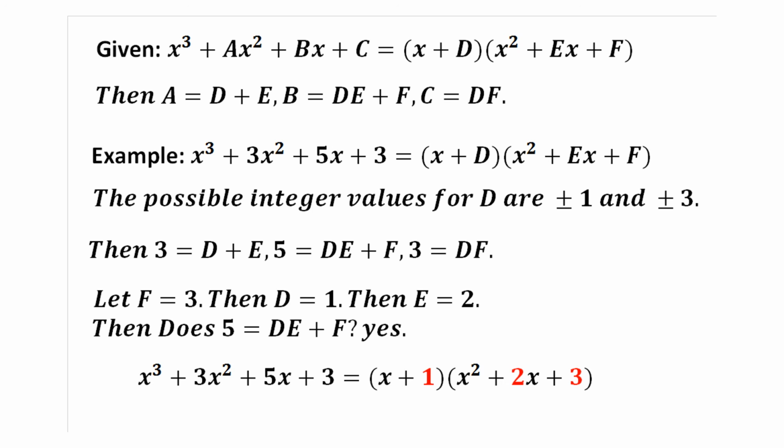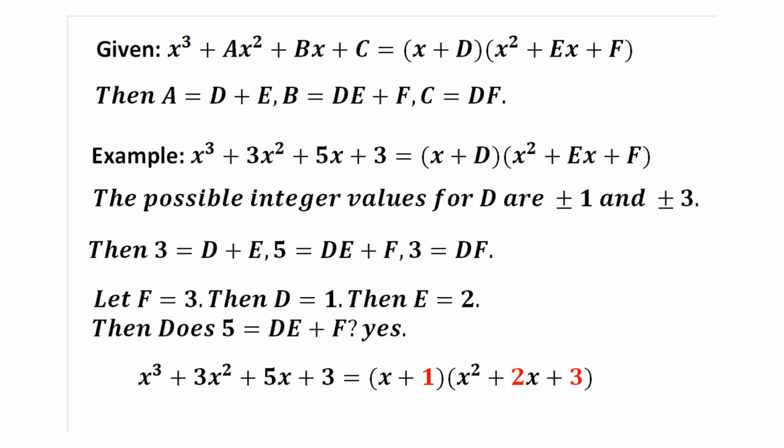Now, the possible integer values for d are the divisors of c, which is 3. So we either have plus or minus 1, plus or minus 3. We set up these simple little equations. We'll let f equal 3. Then that forces d to be 1. That implies d is equal to 2e. And then all we have to do is decide, does 5 equal to de plus f? It does indeed, so the answer is yes.